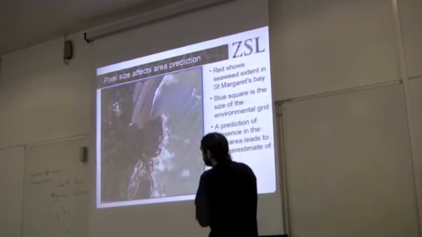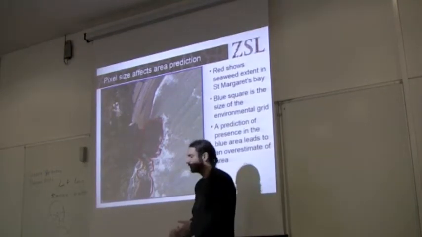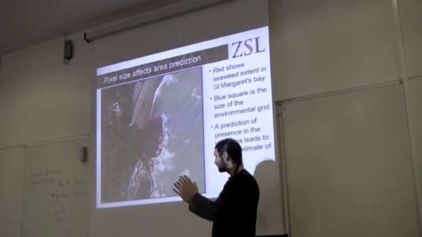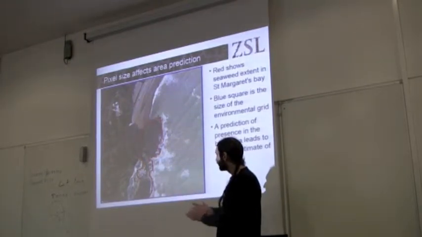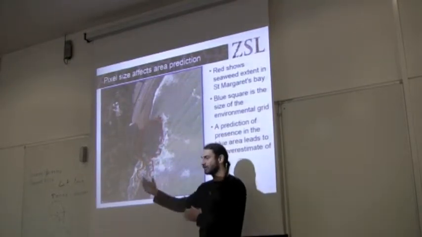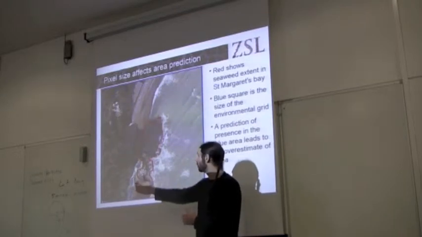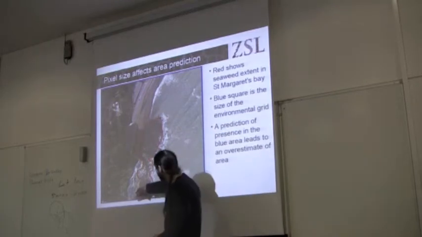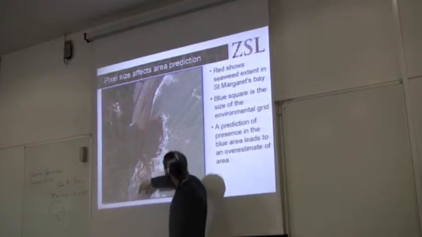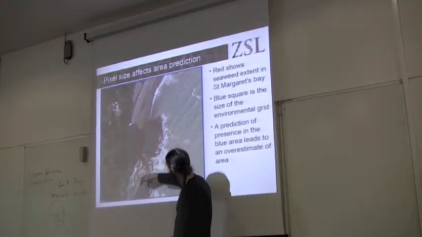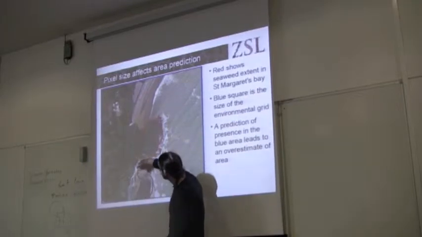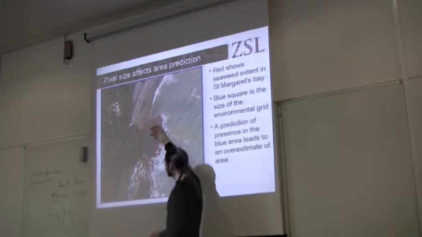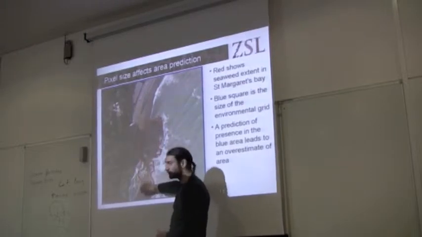Okay. So another thing about the coarseness of your grid, whether you've got large pixels or small pixels, is what you're going to get out from your predictions. So here's an example, something that I'm looking at in the UK. This is St Margaret's Bay on the Kent coast, and this is approximately the area of seaweed distribution. I'm trying to model seaweed distribution.